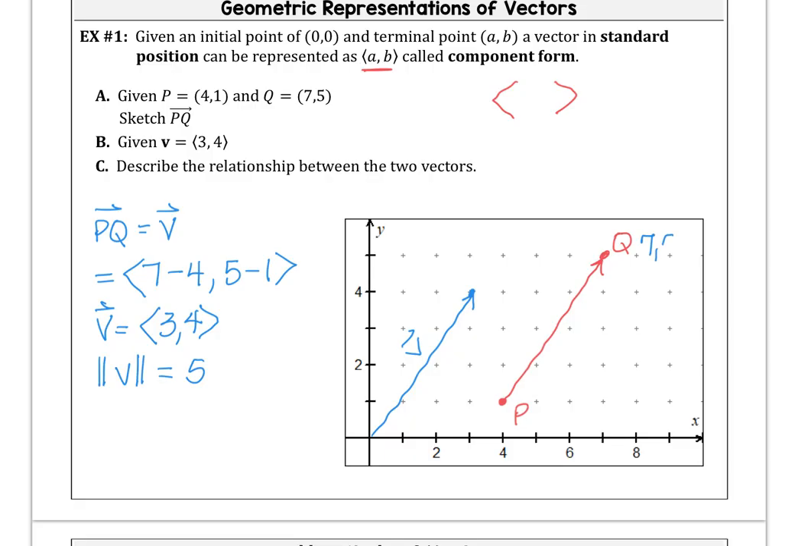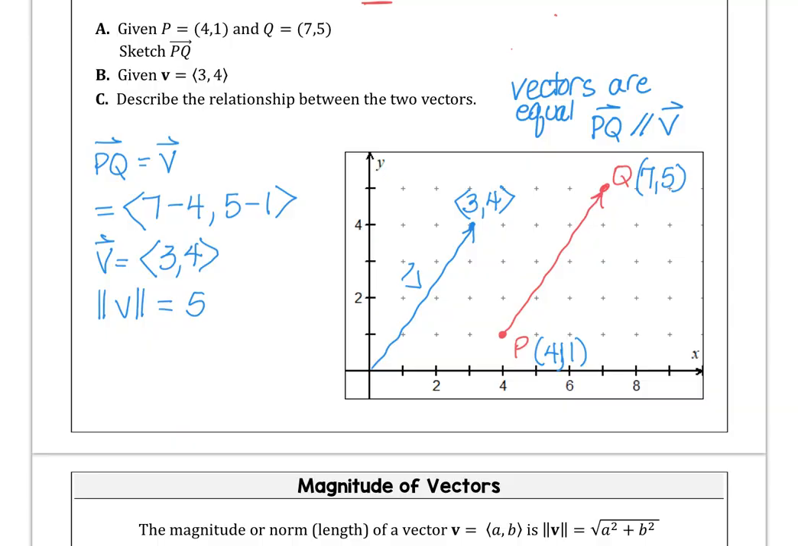Point Q was (7, 5), and point P was (4, 1). And vector v had a terminal point at (3, 4). The vectors are equal. PQ is parallel to vector v. They have the same direction and magnitude.